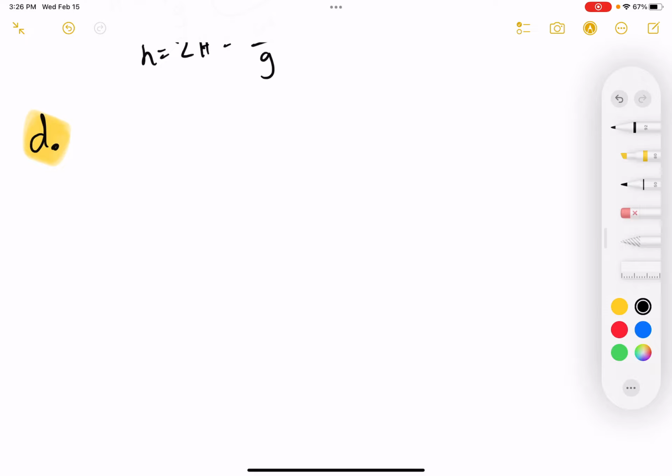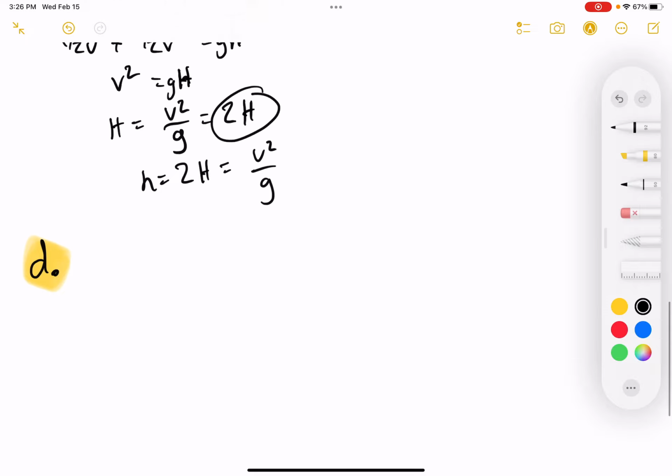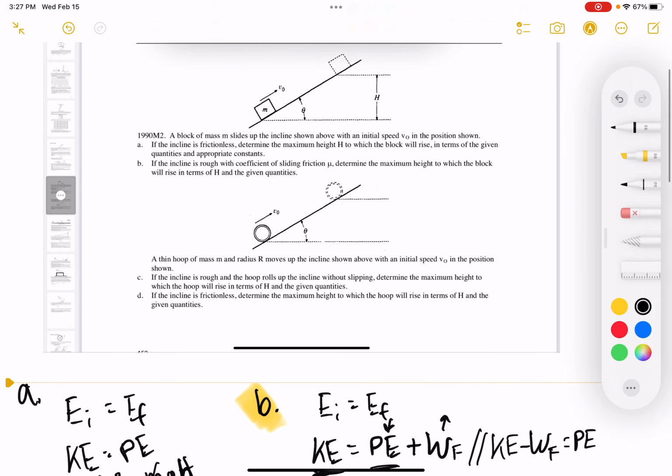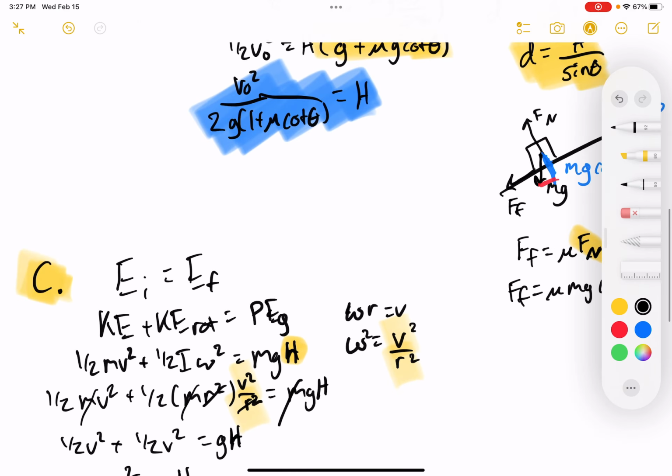Hello, let's look at part D. So, let's go ahead and scroll up and look at part D. It says if the incline is frictionless, so once again, we now have a hoop instead of a box as we had for part A and B, we now have a hoop that's rolling up or moving up. It says if the incline is frictionless, determine the maximum height to which the hoop will rise in terms of h. Okay, and the given quantities.